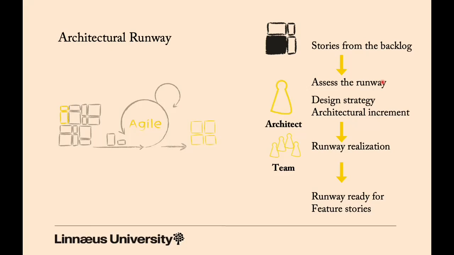If there is something missing, then you take the strategies. You might have some strategies already, or you have to come up with a new strategy to meet that concern, that set of architecturally significant requirements. You design it, and that's your architectural increment. Now, there is another step, architectural design followed by a realization. You actually transform this increment, the new or revised strategies, into code so that the runway is ready for the feature stories.